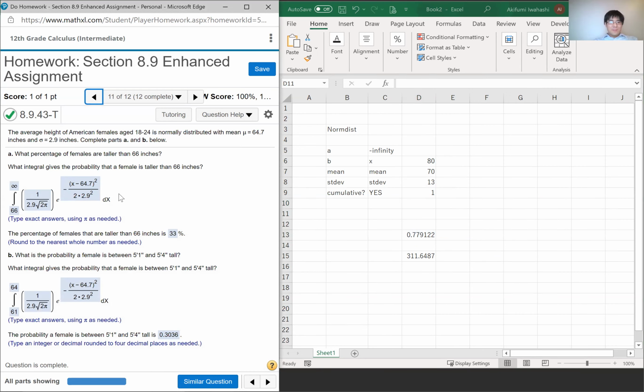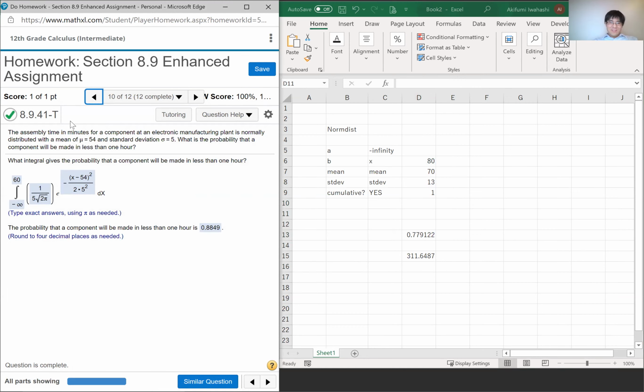If you go back to the previous one, how about if the problem is not from negative infinity? Does it work? Let's do problem number 10. Problem 10 is x from negative infinity to 60, the average is 54, and the standard deviation is 5. The answer is 88.49%, which is the same. That was quick, right? So if it is from negative infinity to 60, the NORM.DIST function works.